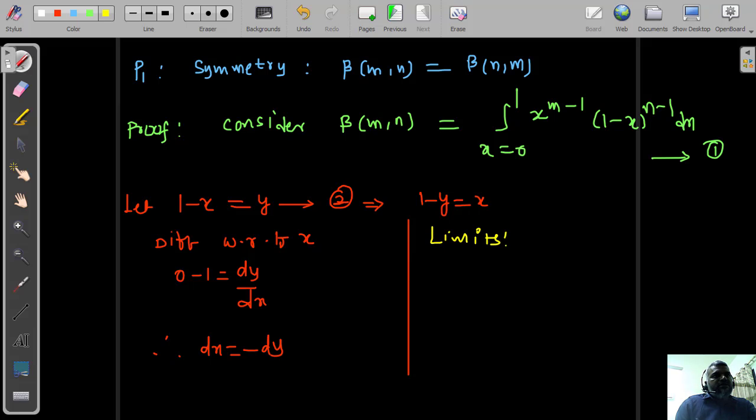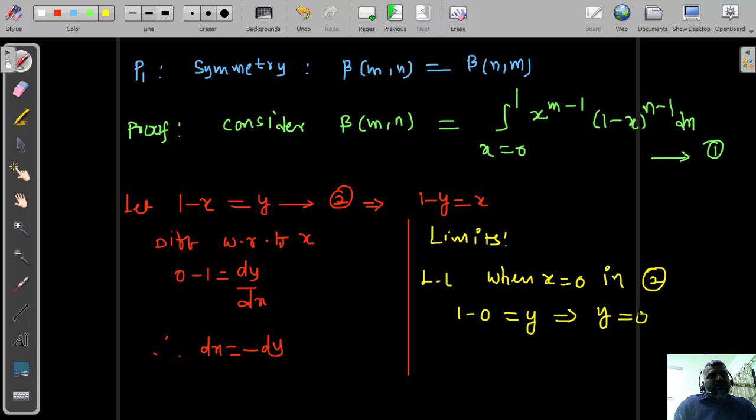Limits will change. The lower limit, as per equation 1, is x equal to 0. Just plug in x equal to 0 in equation number 2, the substitution. So x equal to 0, 1 minus 0 equal to y, which means y equals 1; this is the lower limit of the new variable y. Now the upper limit. What is the old variable's upper limit? x equal to 1. See here, x equal to 1 is the upper limit for x. In the same equation number 2, plug in, which means 1 minus 1 equal to y.